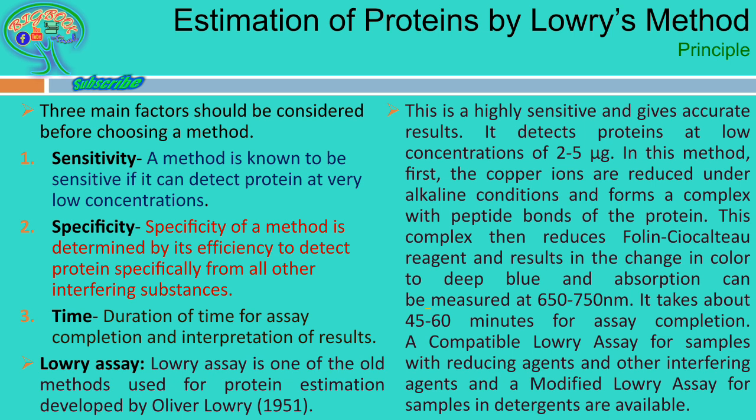In this method, the copper ions are reduced under alkaline condition and form a complex with the peptide bonds of the protein. This complex then reduces Folin-Ciocalteu reagent and results in a change in color to deep blue, and absorption can be measured at 650 to 750 nanometers. It takes about 45 to 60 minutes for assay completion.